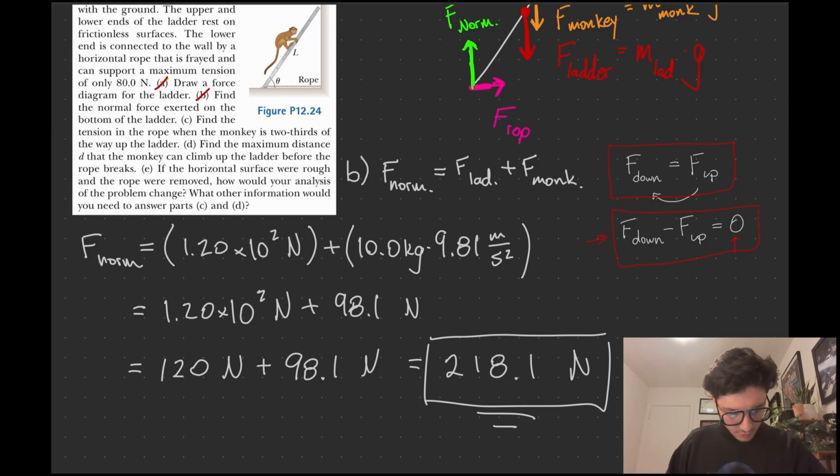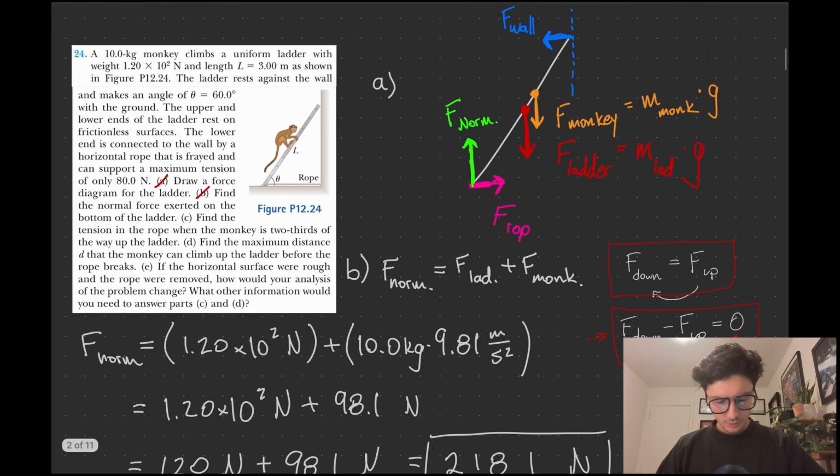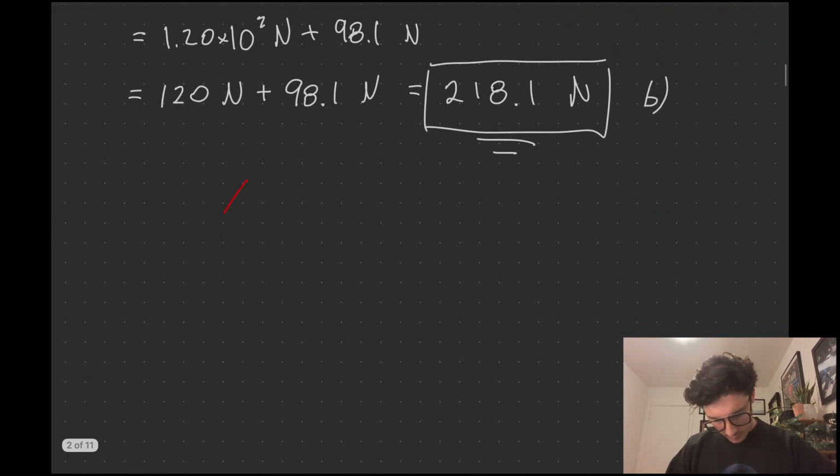Okay, C, find the tension in the rope when the monkey is 2/3 of the way up the ladder. This is some crazy stuff, guys, because this is where we're going to have to use the length of the ladder, the angle 60 degrees, and we're going to have to see what was going on here. So let's draw a picture. Right, we have the ladder here. Let me actually use this white.